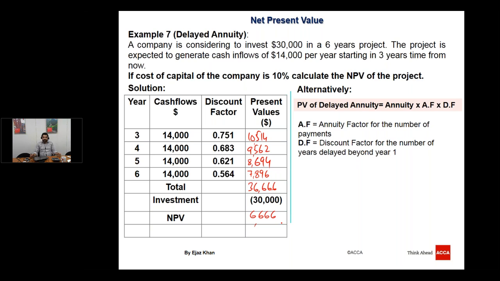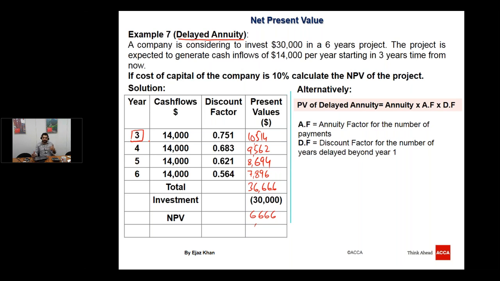Now let's solve it using the annuity factor approach, and I want everyone to listen very carefully because this is a bit tricky. So you need to watch it very carefully. It's a delayed annuity project, right? That is, the first cash inflow which is usually expected to be received after year 1, but in this case it is going to be received at the end of year 3. So the cash inflows are starting from year 3. So this is an example of a delayed annuity project.